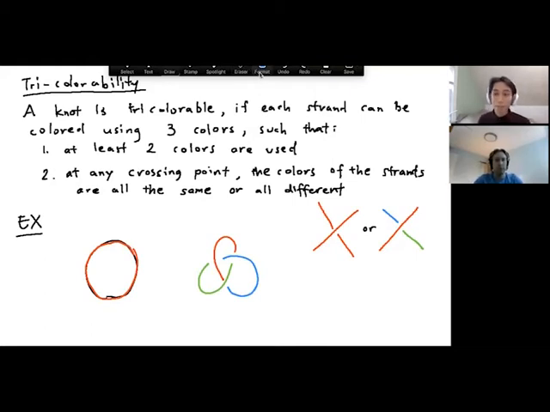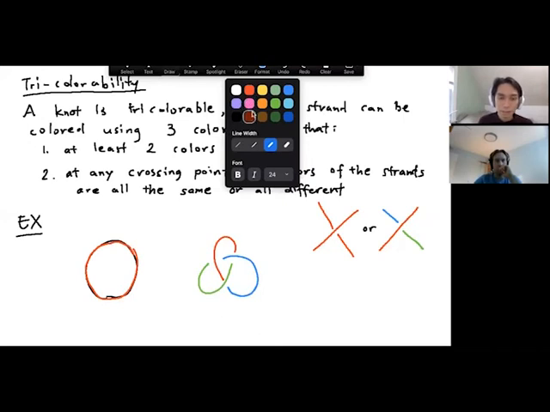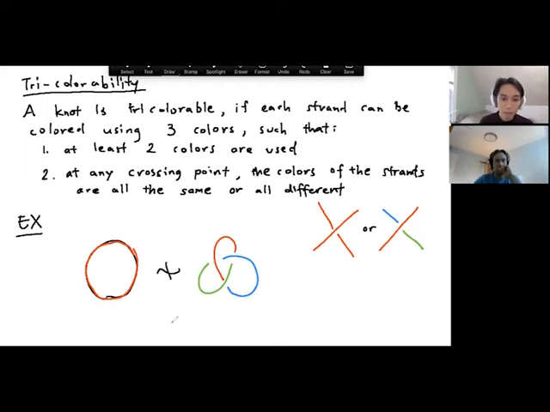And so tricolorability is going to help us distinguish between knots, because it turns out that the Reidemeister moves preserve tricolorability. And so that means if we deform the trefoil knot in any way using the Reidemeister moves, the result has to be tricolorable, because Reidemeister moves preserve the property of being tricolorable. And so that means you couldn't have got to the trivial knot, and therefore they could not be equivalent.